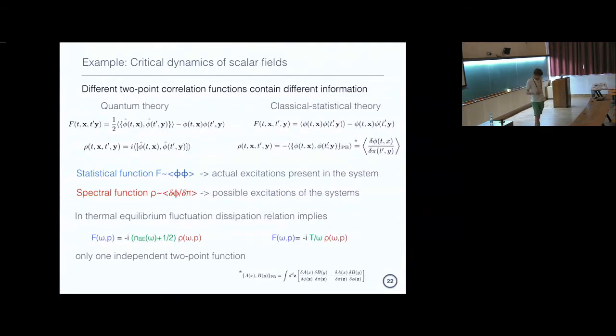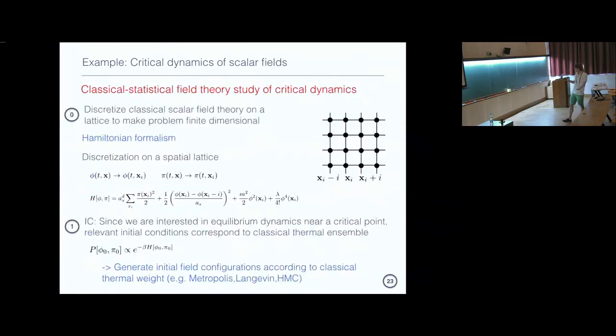Okay, so really why I wanted to discuss this is that this gives us a very solid ground to see how these techniques work in practice, first of all for a very simple system, which is a classical system in thermal equilibrium. Okay, so now how do we go and actually calculate this thing? The sequence of steps is very, very simple.